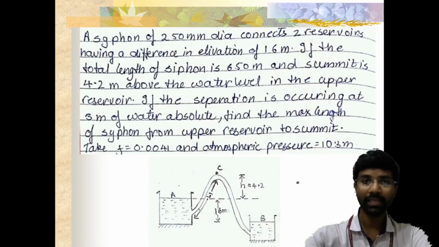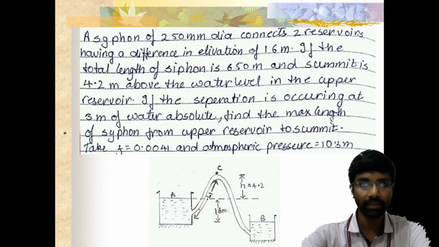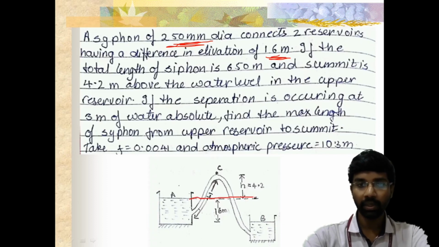And coming to a problem, without doing a problem, you may not understand the siphon concept. So let us consider an example. Here I have considered an example. This is the question. A siphon of 250 mm dia, nothing but pipe diameter is 250 mm, connects two reservoirs A and B, similar to the earlier figure, having a difference in elevation of 16 meters. That is nothing but the difference between fluid levels of upper reservoir and lower reservoir is 16 meters, already represented in the diagram.